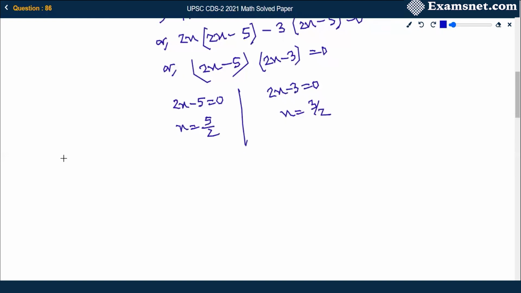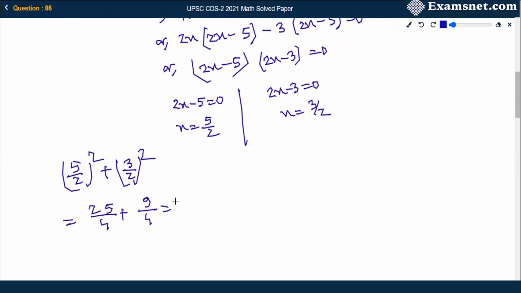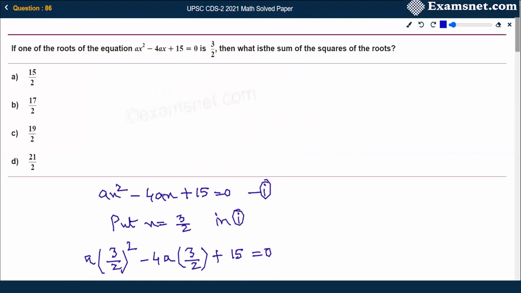Now we are required to find the sum of the squares of them. So the sum of the squares of these two is 25 by 4 plus 9 by 4, which is 34 by 4. If we further simplify, we will get 17 by 2. So the sum of the squares of the roots is 17 by 2. Option B is the correct answer.